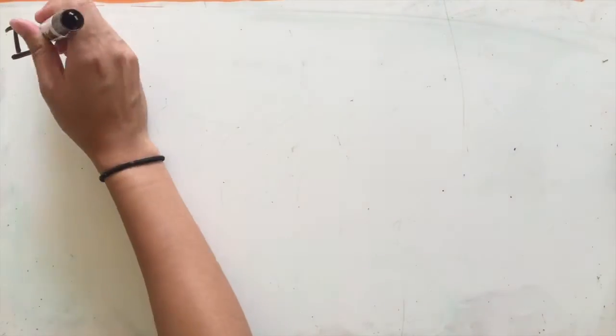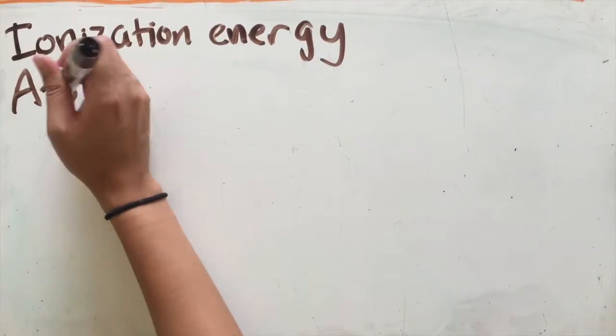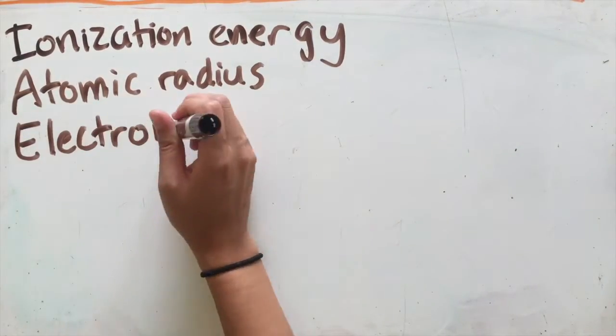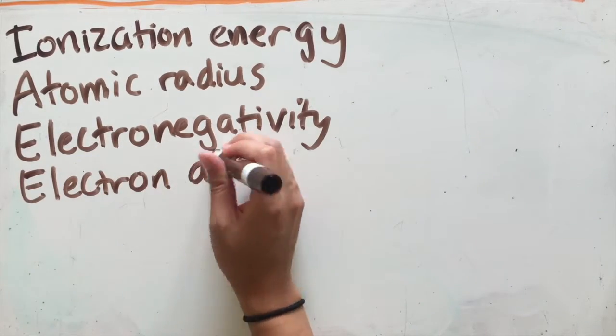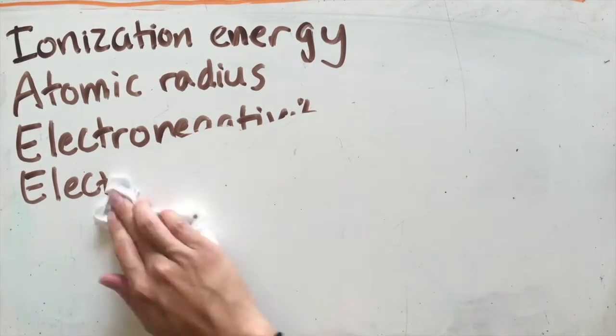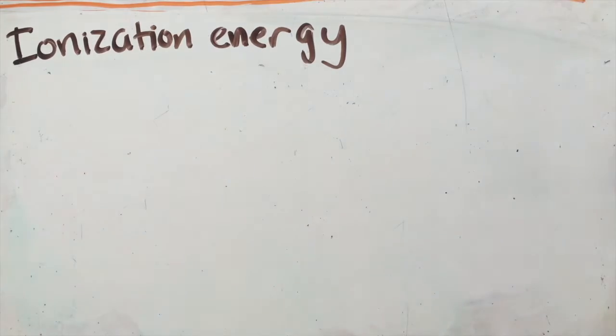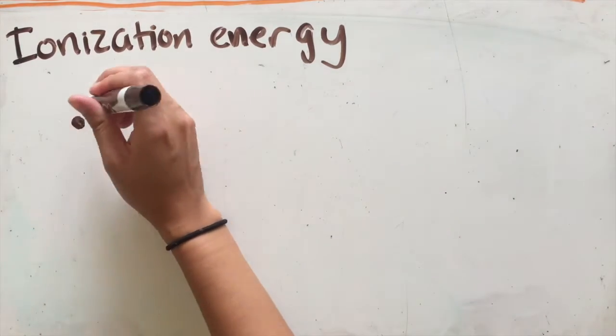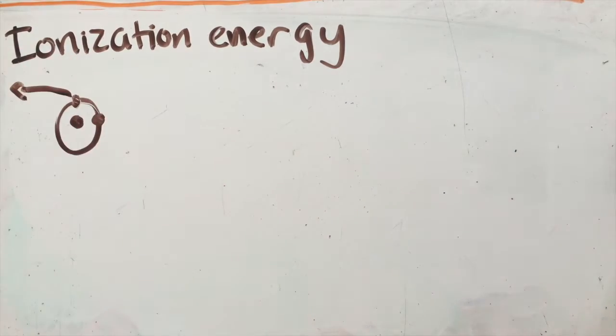The periodic properties we're going to look at include ionization energy, atomic radius, electronegativity, and electron affinity. First, we have ionization energy. Ionization energy is the energy required to remove one electron from the outer shell of an ion or gaseous atom.